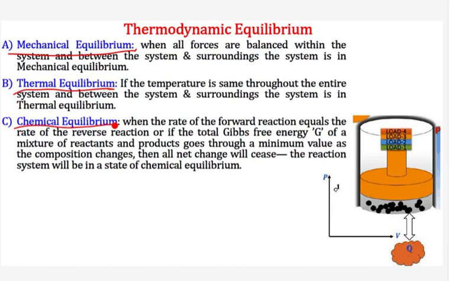And in chemical equilibrium, someone had a doubt that in a reversible process at equilibrium, Gibbs energy should be zero. No, it should be minimum. Gibbs energy should be minimum. I cross checked that one. The change in Gibbs energy should be zero.